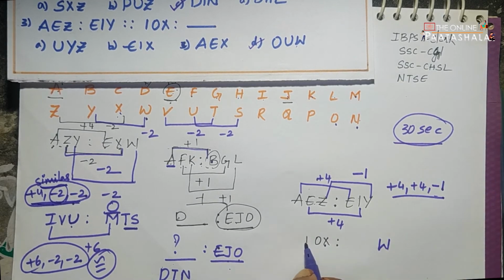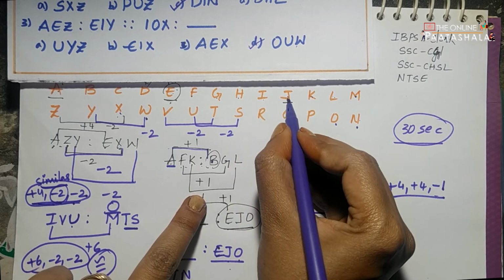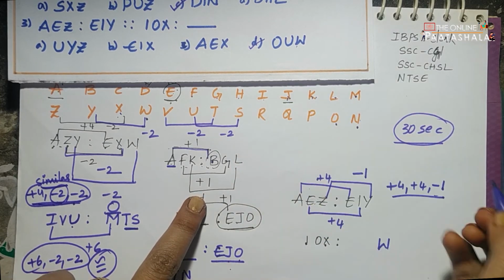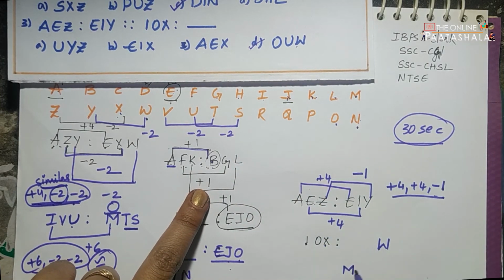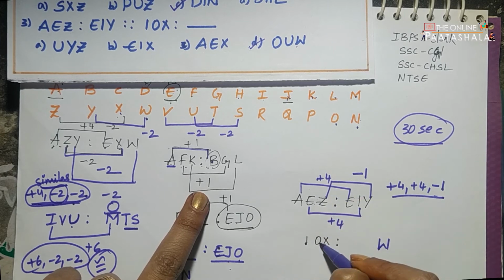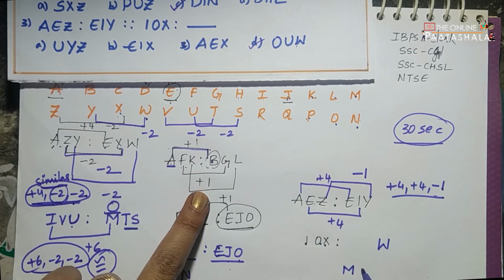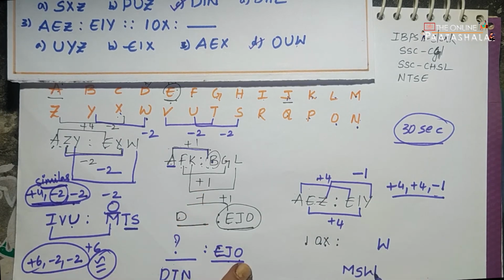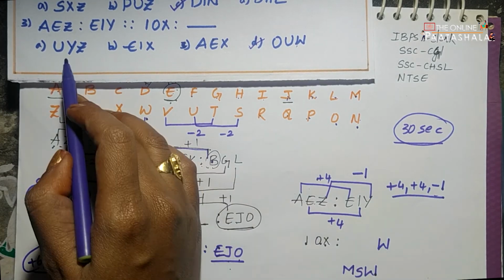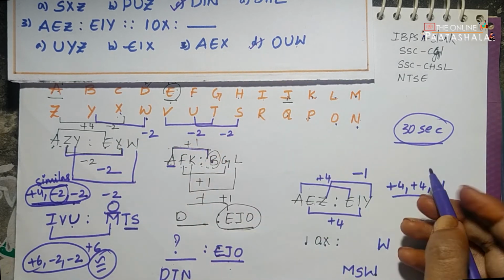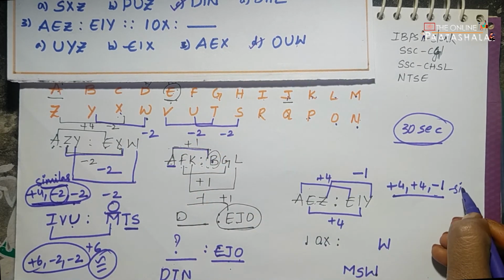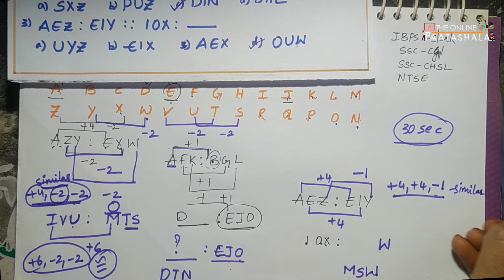Now we see, if you do I plus 4, what will you get? 1, 2, 3, 4. M, right? M. And again O plus 4. 1, 2, 3, 4. S. M, S, W, you need to get the answer. But there is no such answer in the options. That means this is a similar way. You need to check the similar answer for this.